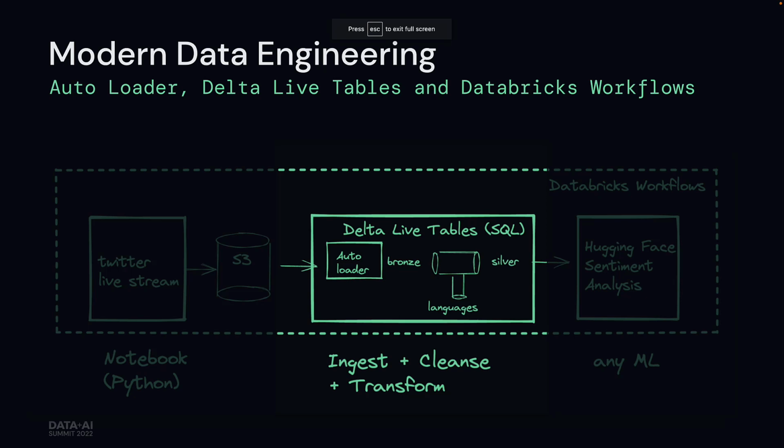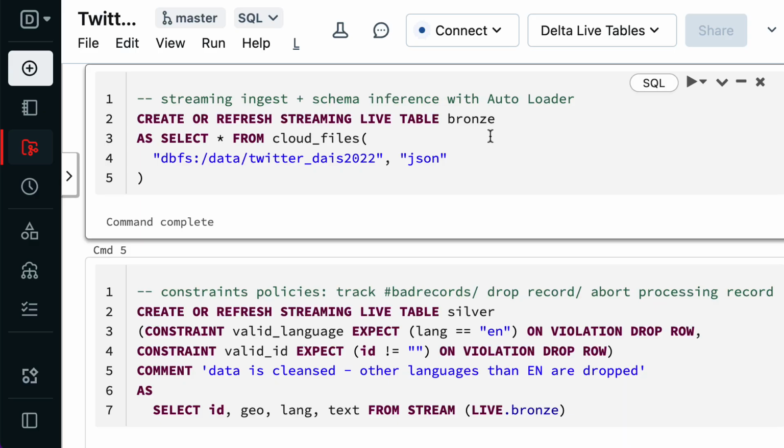Delta Live Tables, DLT, is the modern way to do ETL on the Lakehouse. I'm using DLT to ingest, cleanse, and transform those tweets. You can do that entirely in SQL, but we also support Python for DLT in case you prefer that. DLT data pipelines are declarative. The Lakehouse platform provisions the underlying autoscaling infrastructure, creates the tables, and figures out which tables have to be updated in which order.